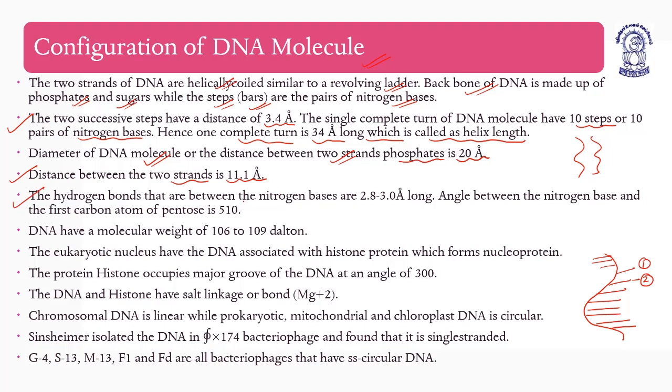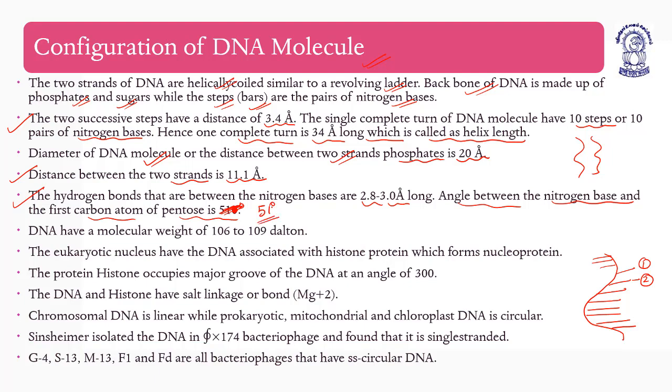The hydrogen bonds between nitrogen bases are 2.8 to 3 angstrom long. The angle between the nitrogen base and the first carbon of pentose is 51 degrees. It is not 510, it is 51 degrees. I will write 51 degrees.